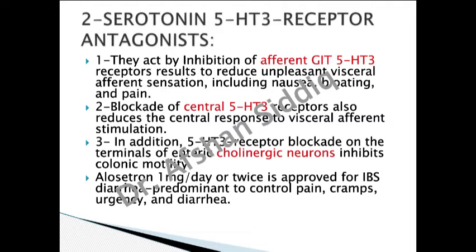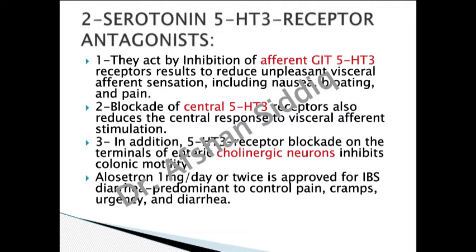Alosetron 1 mg once or twice per day is approved for diarrhea-predominant IBS to control pain, cramp, urgency, and diarrhea. So for all those IBS cases which are associated with diarrhea, the 5-HT receptor antagonist alosetron is very important in such patients.